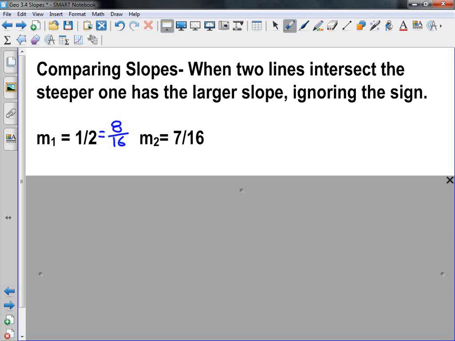All right, but does everybody in here feel comfortable with fractions? Some people do not. Do some people like decimals better than fractions? So when you are comparing slopes, you can take these and turn them into decimals. What's 1/2 as a decimal? 0.5. What's 7/16ths as a decimal? 0.499?